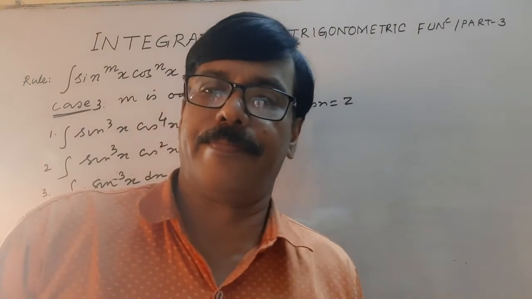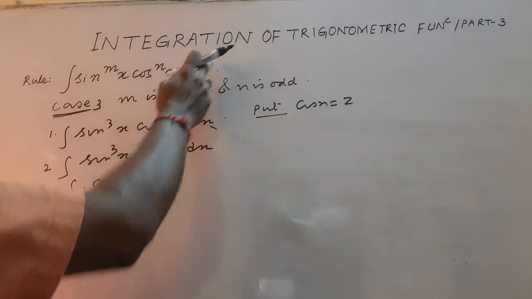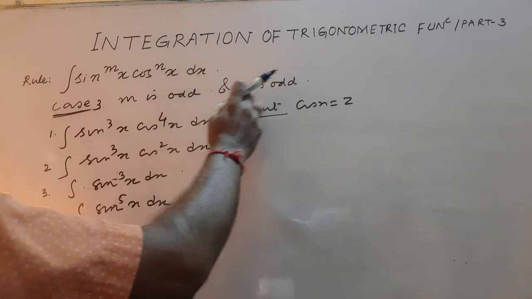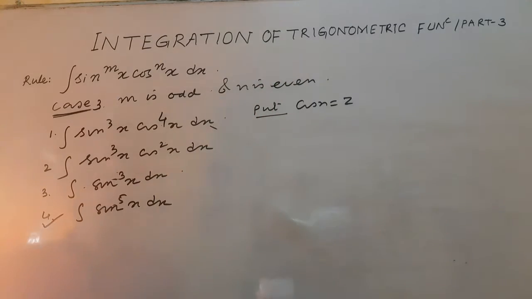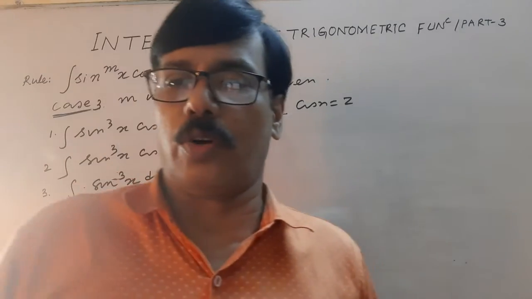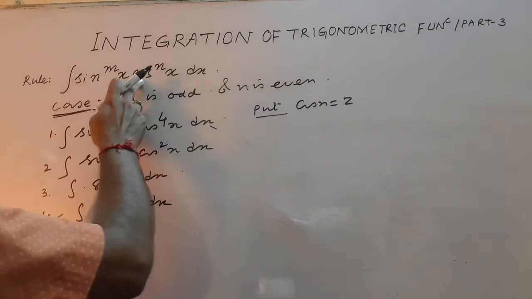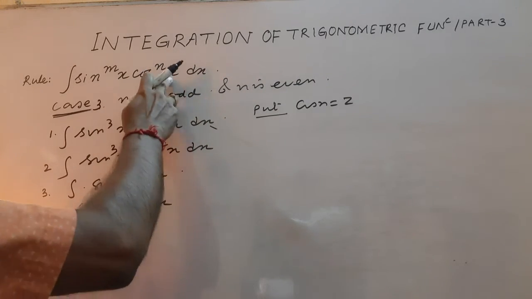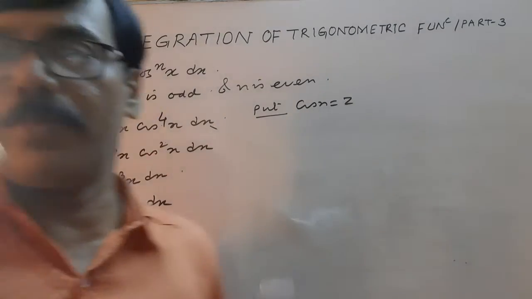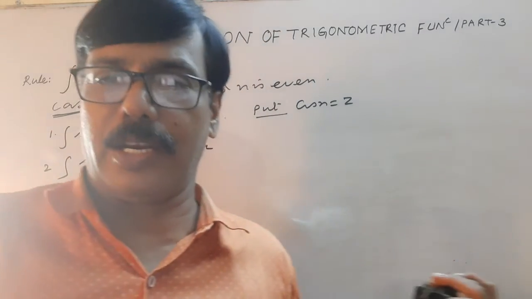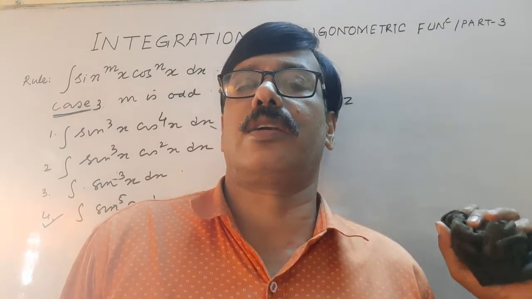Now case 3. Sin to the power m x, cos to the power n x. m is odd, n is even. So one is even, one is odd. So the even power is on cos x, here n is even. So put cos x equals z. So our main aim is to put the integrand in standard form. That is why we are putting the transformation.